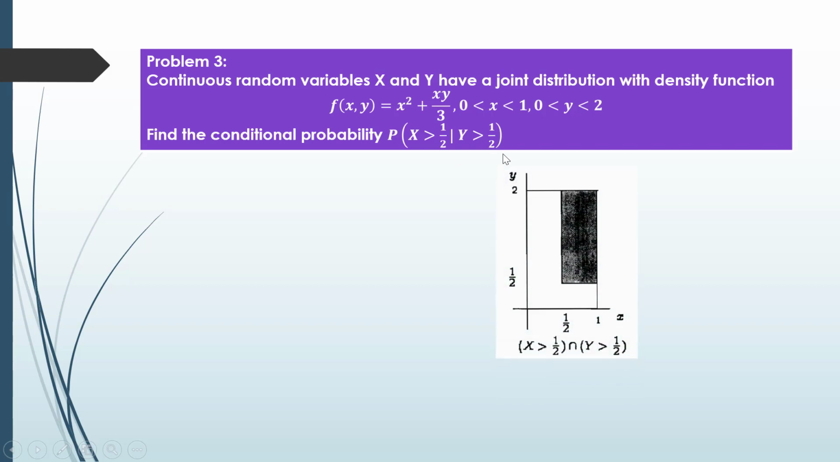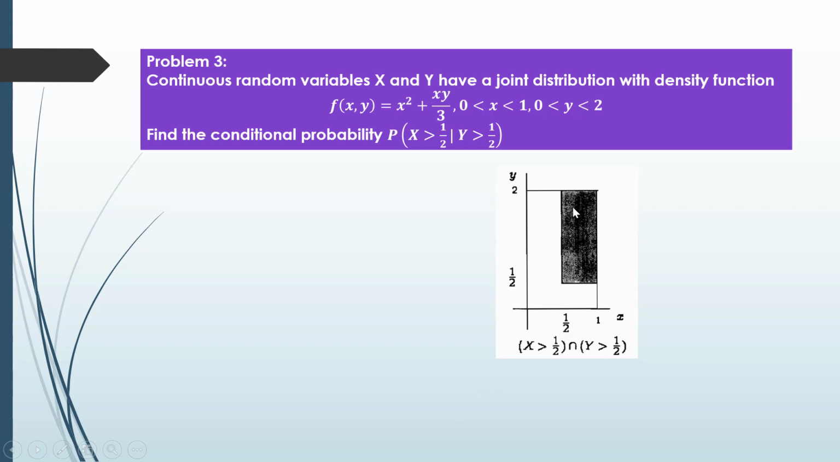So here, remember that the conditional probability that x is greater than 1/2 given y is greater than 1/2 is the probability that x and y are both greater than 1/2 over the probability that y is greater than 1/2. So we need to find two things. The first thing is the numerator, which is the probability that x is greater than 1/2 and y is greater than 1/2, and the denominator is the probability that y alone is greater than 1/2.